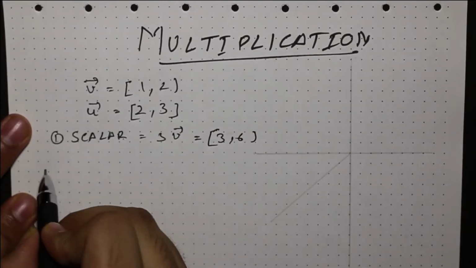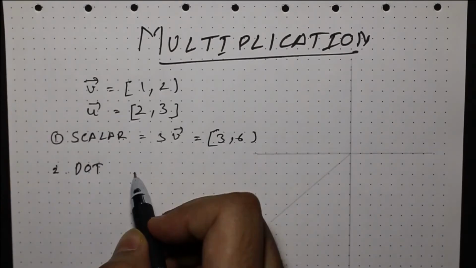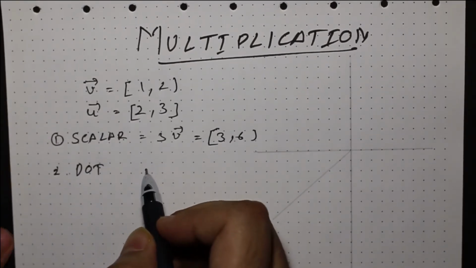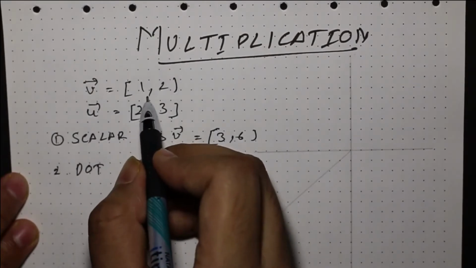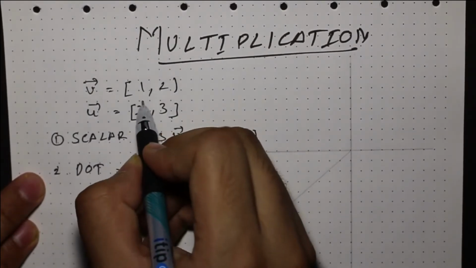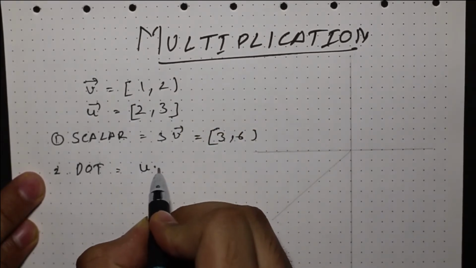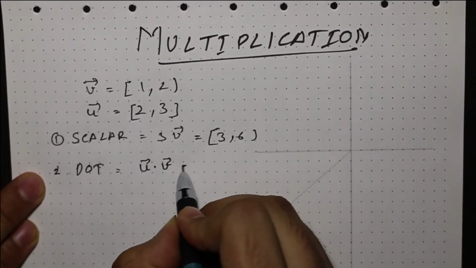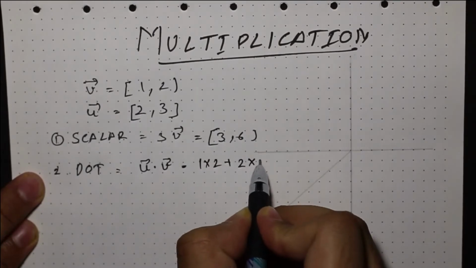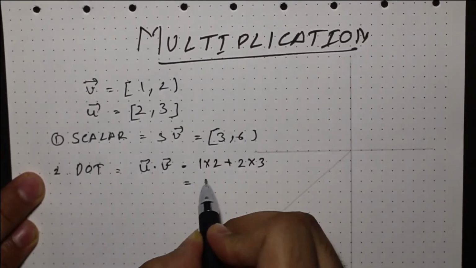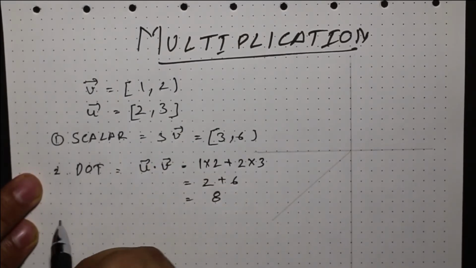Now there is another multiplication, that is the dot product. In the dot product, we calculate a scalar value as a result. To calculate the dot product, we multiply the corresponding elements of the vectors and add the results. So for the dot product of these, we multiply these values and add the results. So u dot v becomes 1 into 2 plus 2 into 3. So it becomes 2 plus 6. The dot product of this is 8.